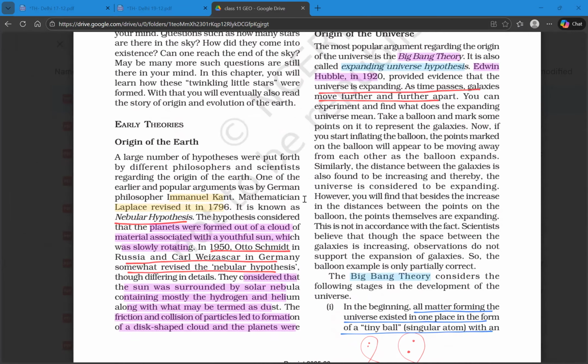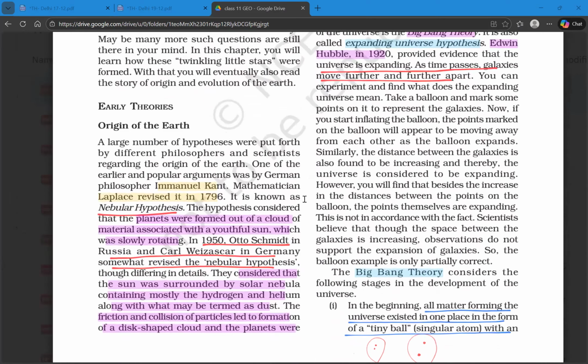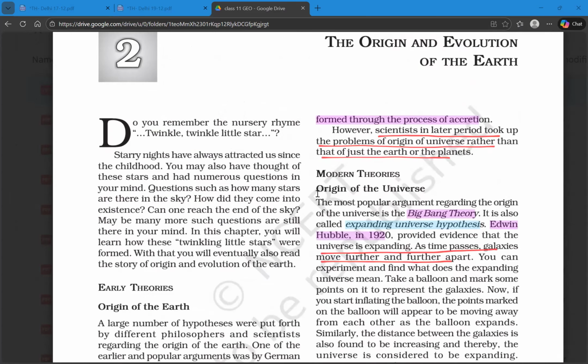So we'll see what Schmidt and Weizsäcker were saying in this revised nebular hypothesis. Earlier it was told that the planets were formed out of a cloud of material associated with a youthful sun. But in 1950, it was proposed that the sun was surrounded by solar nebula, which has mostly hydrogen, helium, and also dust. These particles and gases led to the formation of a disc-shaped cloud because of friction and their collision, and the planets were formed through the process of accretion.